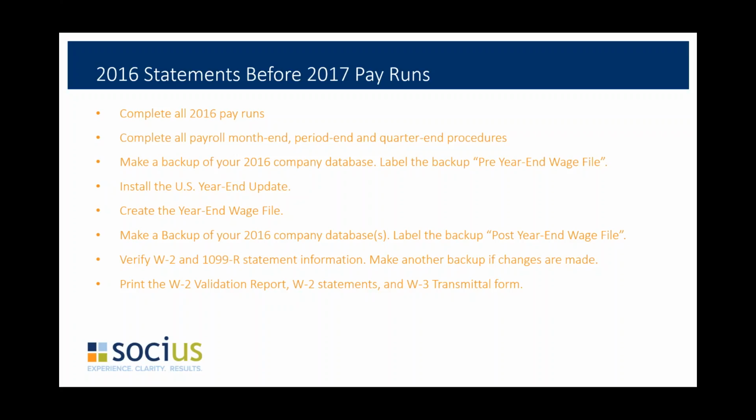So really there are two different ways that you can look at the year-end closing process in GP. Number one, are you going to be running your W-2s prior to running any 2017 pay runs, which is typically not going to be the case? It could be, but it's not typical. Or am I going to run my first 2017 pay run before I print my 2016 W-2s?